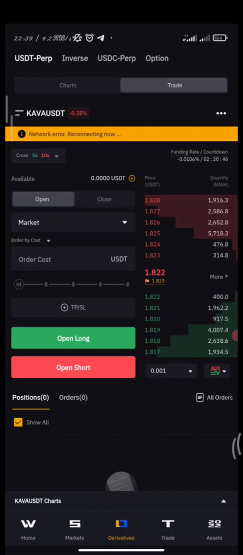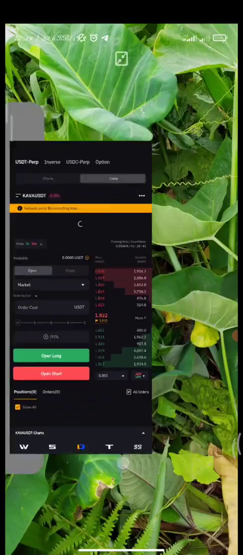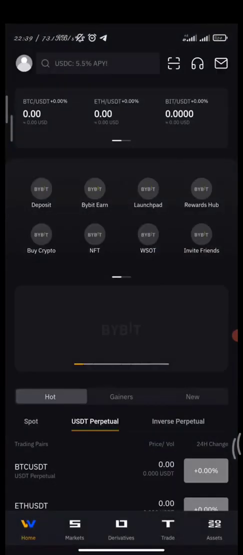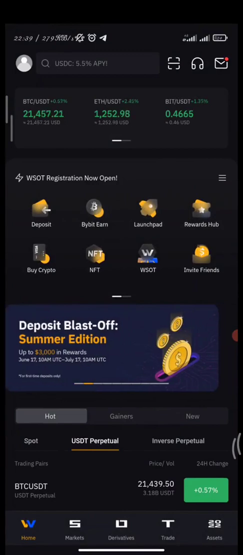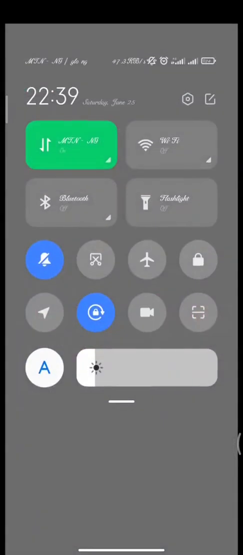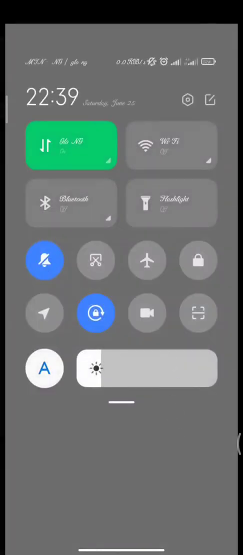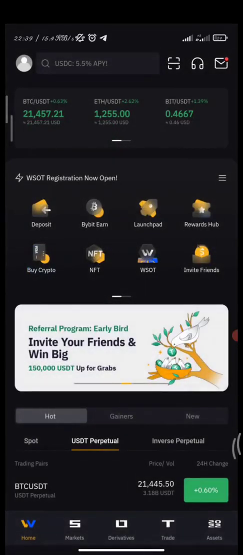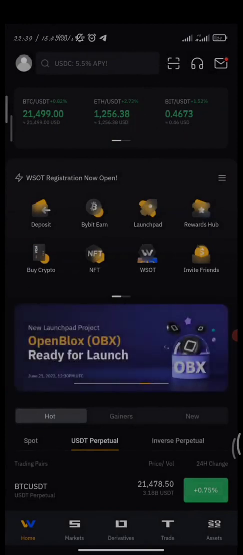Why is this thing not connecting? Maybe it's because of my data. But for people like us, if you are into trading, your data needs to be working. I can decide to change to Glo and still be online, because you need to have this data. Oh, my phone has changed to dark mode. Sorry.